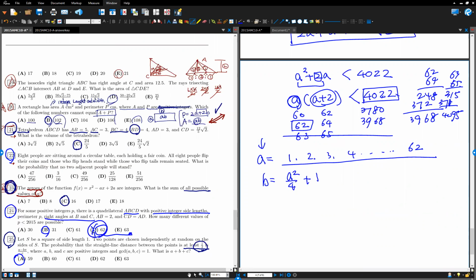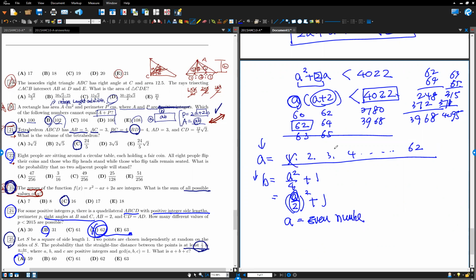But we know that this is not the answer, right? B also should be an integer, isn't it? So how can I check this one? A squared over 4 is a over 2 squared, plus 1, isn't it? If this is an integer, now the half, that's fine. A over 2 is an integer, an integer squared plus 1 is an integer, right? So A should be what? An even number.